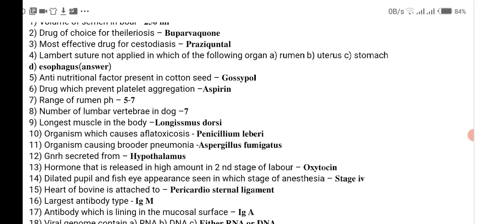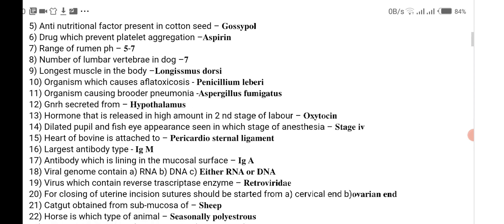Aspirin does not let platelets aggregate, so it is also known as a blood thinner. It is commonly practiced to administer aspirin to poultry. Range of human pH is 5 to 7.